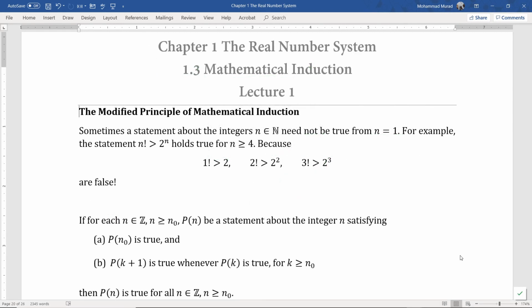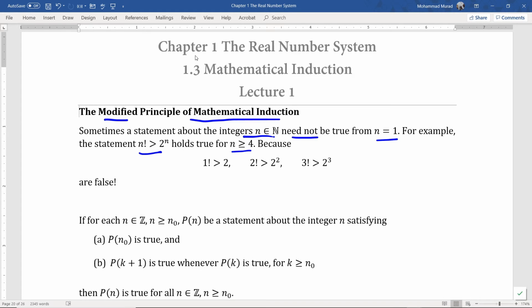The modified principle of mathematical induction. Sometimes a statement about the integers n need not be true from n equals 1. For example, the statement n factorial is larger than 2 to the n holds true for n larger or equal to 4.